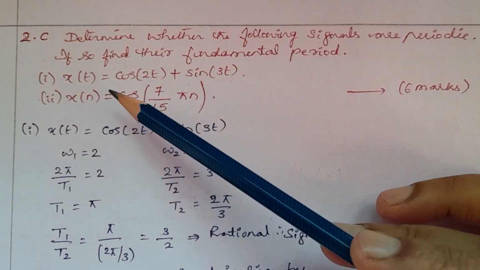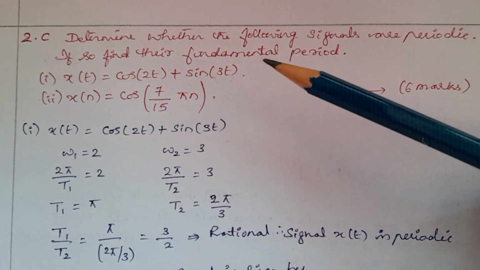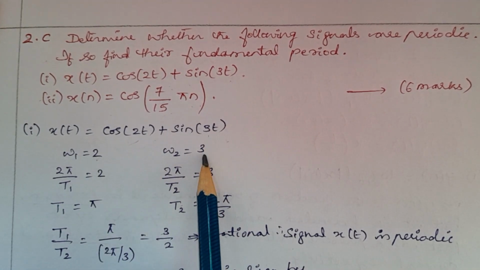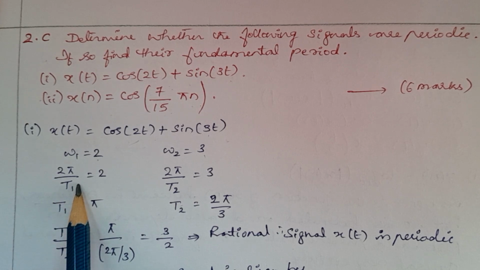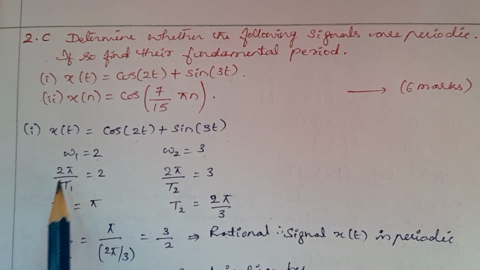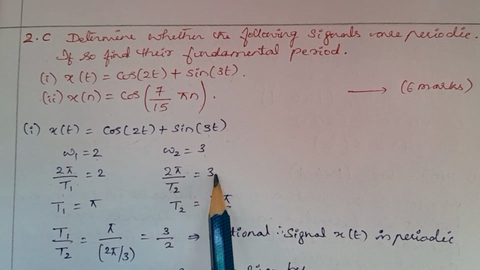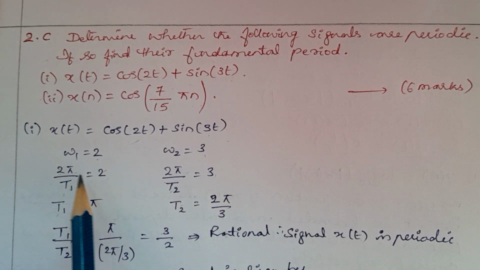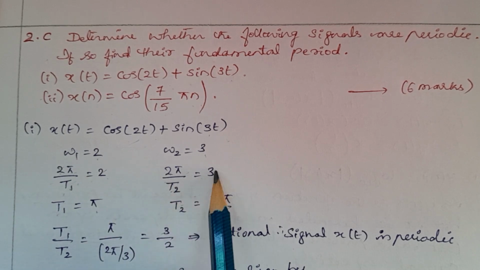So first problem, x of t equal to cos 2t plus sin 3t. Here omega 1 equal to 2. Here omega 2 is 3. We know the formula, angular speed omega equal to 2 pi f, and f is inversely proportional to T. So omega 1 equal to 2 pi divided by T1 equal to 2. Here also 2 pi divided by T2 equal to 3. Then T1 equal to 2 gets cancelled, so T1 value is pi. Then T2 equal to 2 pi divided by 3.